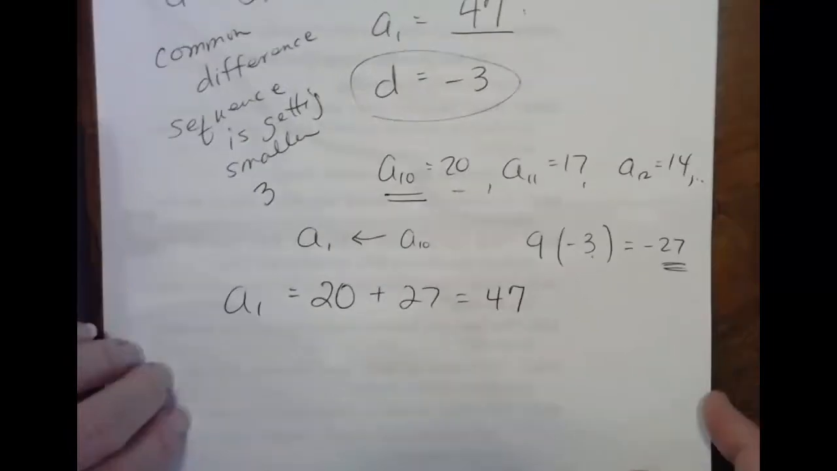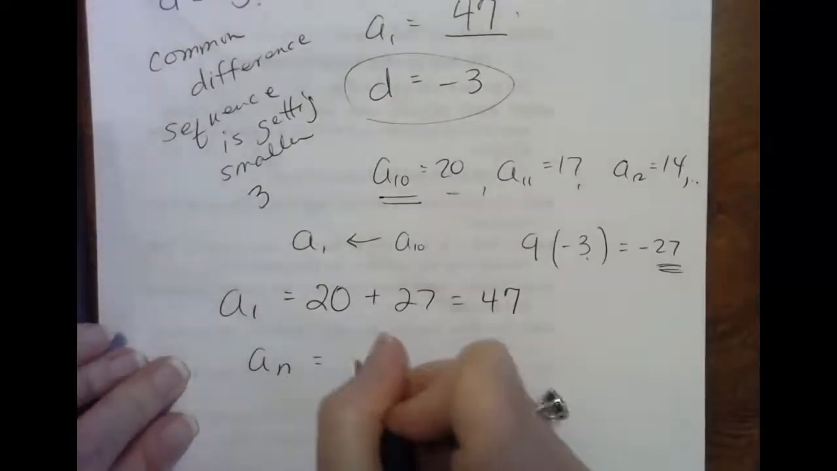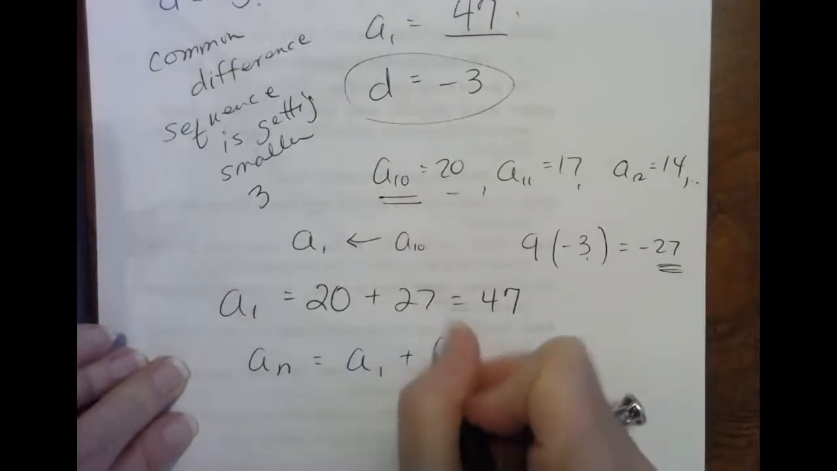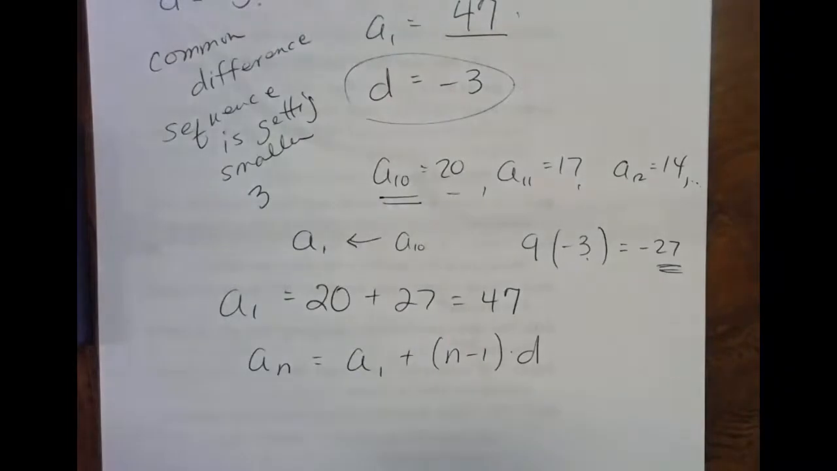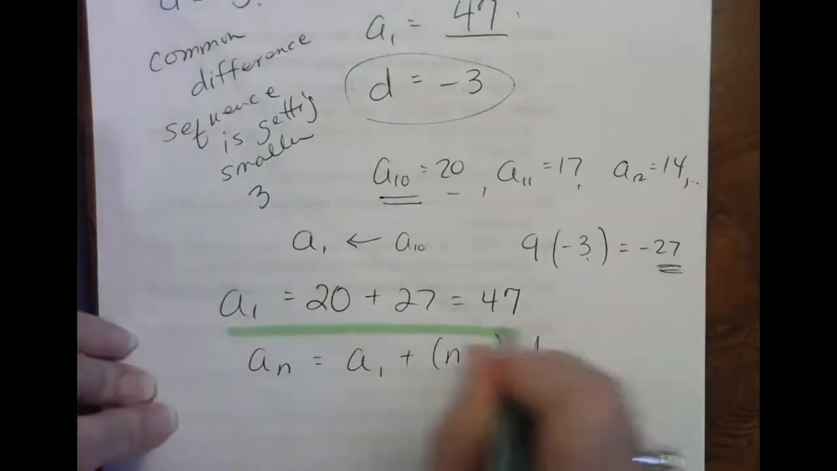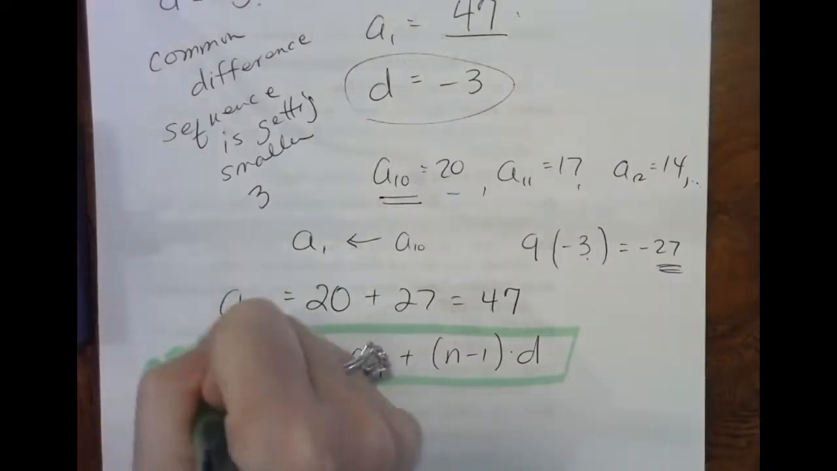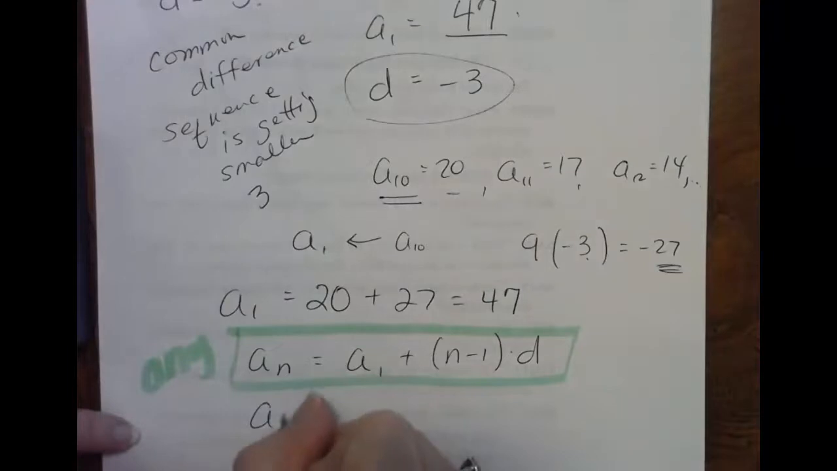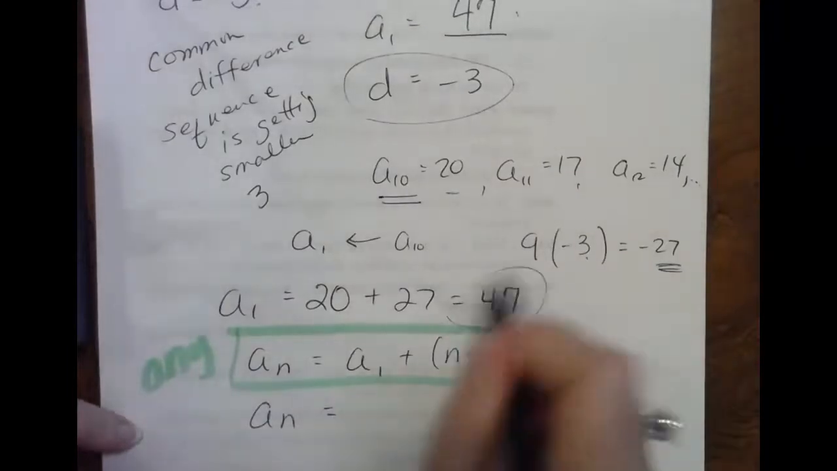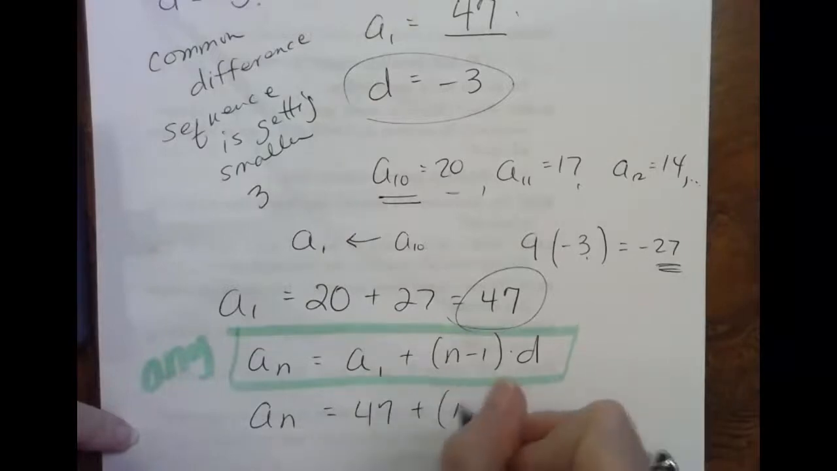Now, this is something that I ask you to memorize. a sub n equals a sub 1 plus n minus 1 times d. I ask you to memorize this. This is the formula for finding any term in an arithmetic sequence. So a sub n equals a sub 1, which we just found, 47, plus n minus 1 times the d.